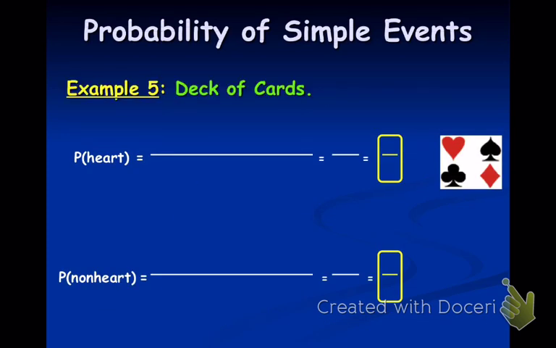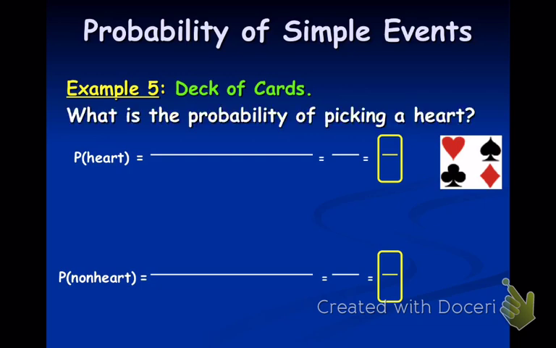So again, in case you don't know, a deck of cards has 52 cards, and 1/4 are hearts, 1/4 are clovers, 1/4 are spades, and 1/4 are diamonds. So they ask us, what is the probability of picking a heart?